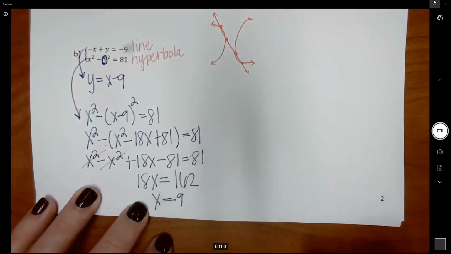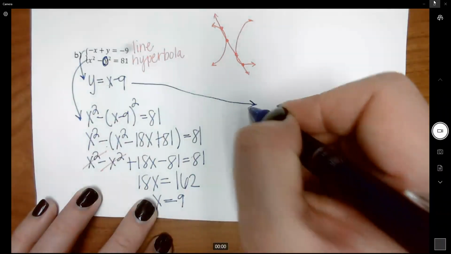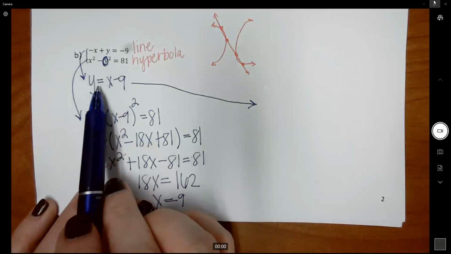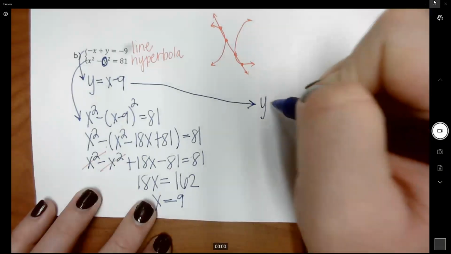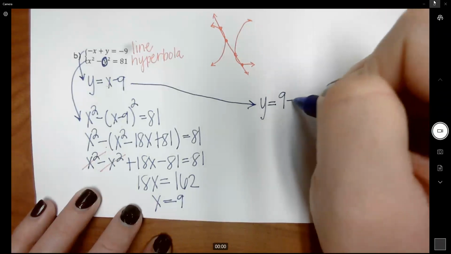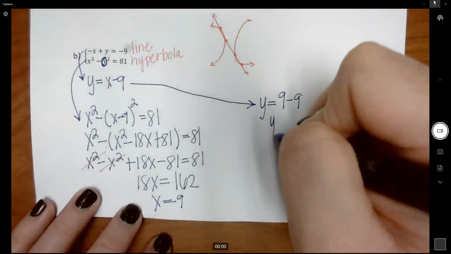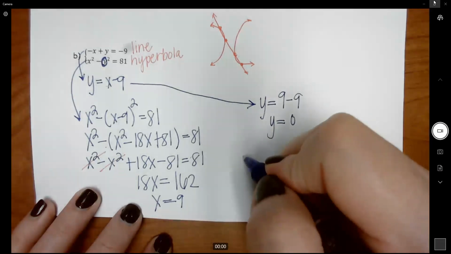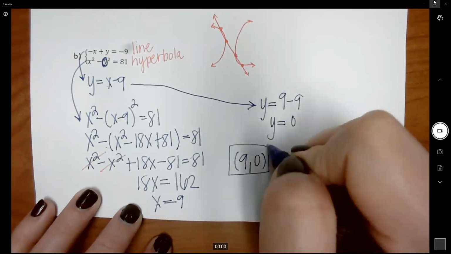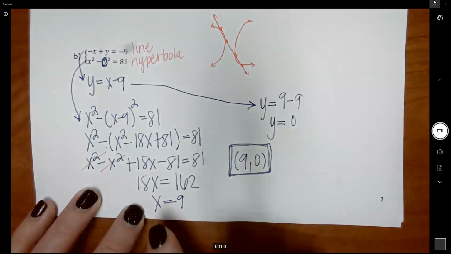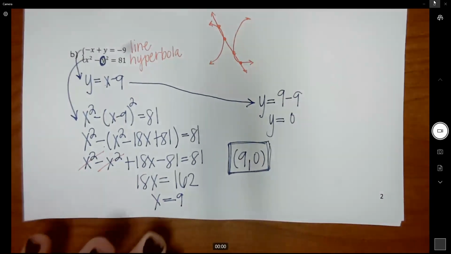So that's only half of my answer. I need the other half by getting y. I can plug it into either at the top, but I'm going to plug it into where y is already solved for. So this is y equals 9 minus 9. So y is 0. So my ordered pair is 9, 0. x comma y.